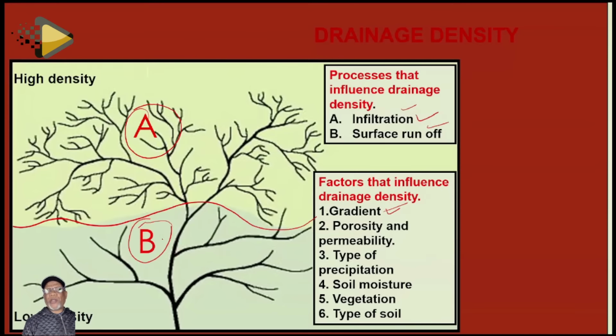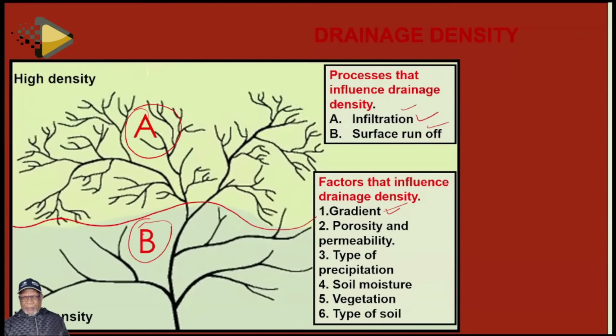And because of more infiltration at B, there is less surface runoff. That is why at B, there is lower density. Remember we said density is influenced by two processes, infiltration and runoff. And that infiltration and runoff is also influenced by these factors.